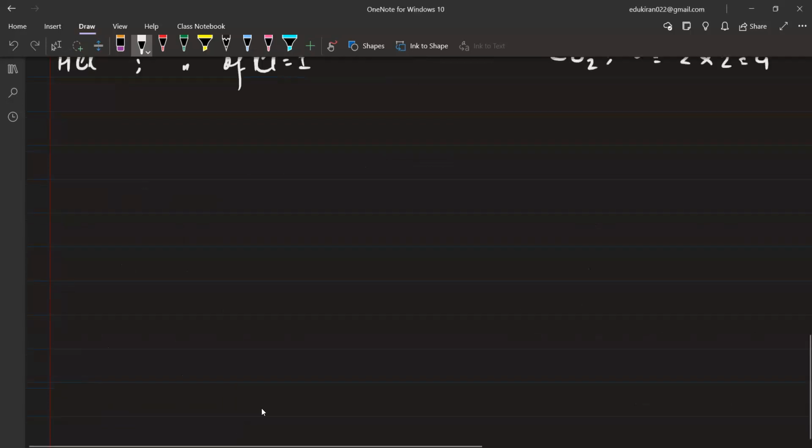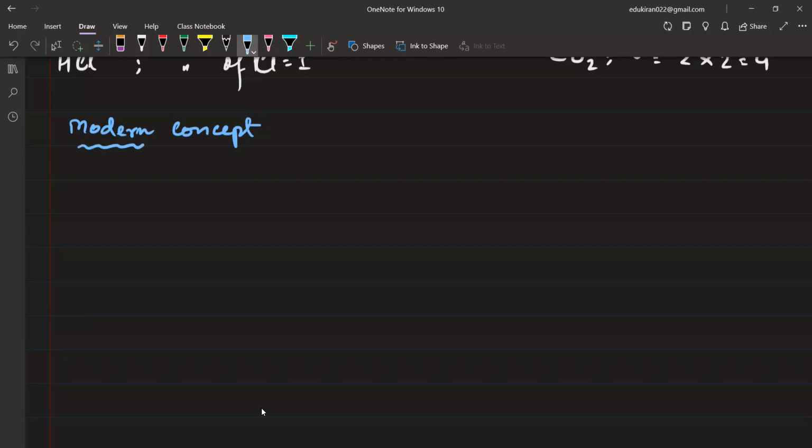Now, let us see the new concept, the modern concept. The modern concept talks about the valency with respect to the groups that we have. We are only going to talk about groups 1 and 2, and then groups 13, 14, 15, 16, 17, and 18.